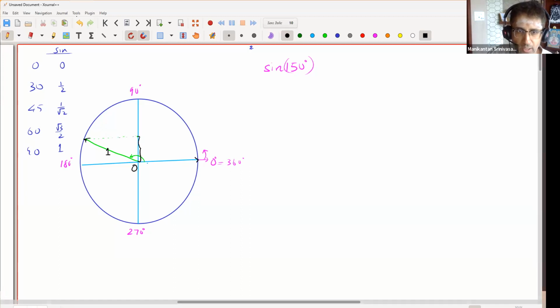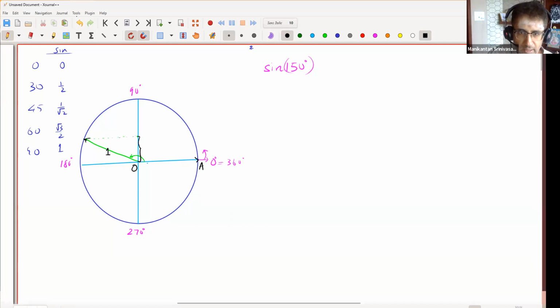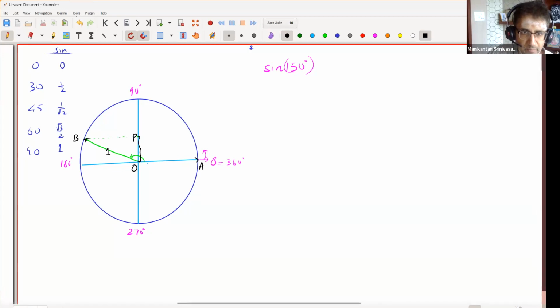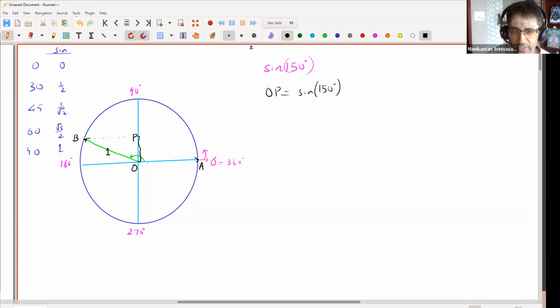Let's say this is O. Let's say this is A. Right now we are at B. Okay, so I'll just mark this as P, right? So OP is sine 150, assuming unit radius, assuming OB is 1, which I have marked, right? All the radius is throughout 1, right? OP is sine 150. But can I measure OP in a different way?